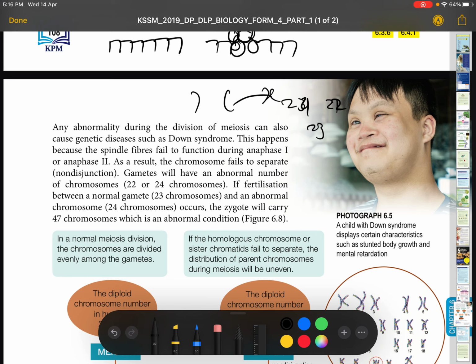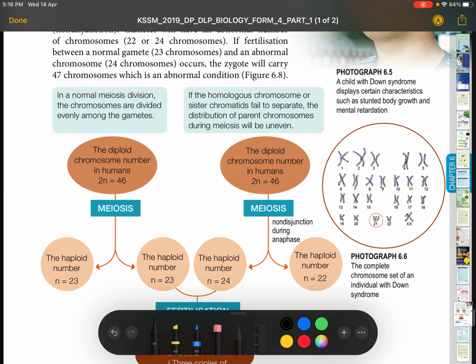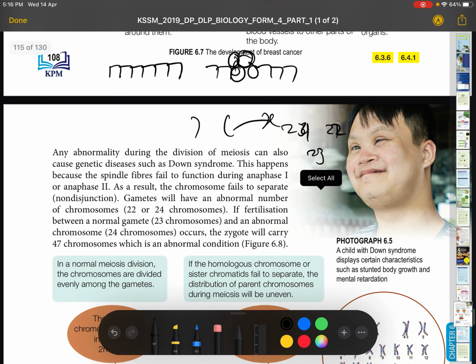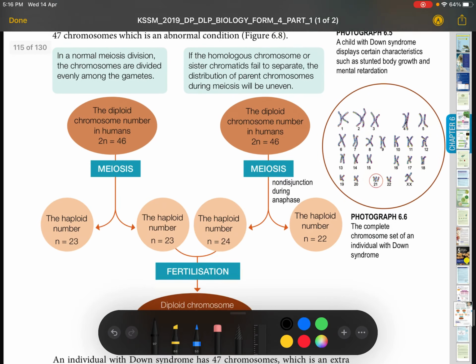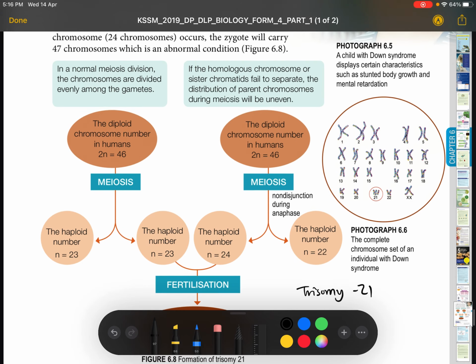A normal gamete has 23. But if one of these sperm or ovum contains 24 or 22 chromosomes, which is not normal, and it gets fertilized, it will carry 47 chromosomes. A normal human has 46. A person with Down syndrome has 47. Normally, the chromosome that has the problem, where the spindle fiber fails, is the 21st chromosome. So the other name is trisomy 21. That's the other name of Down syndrome.